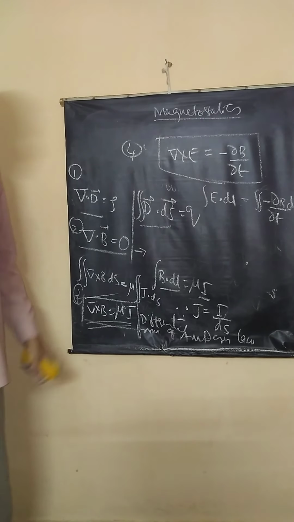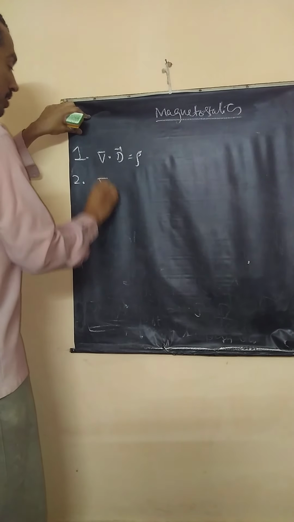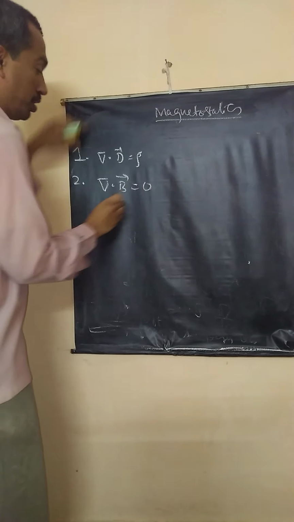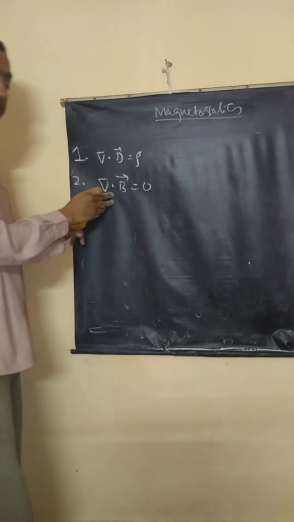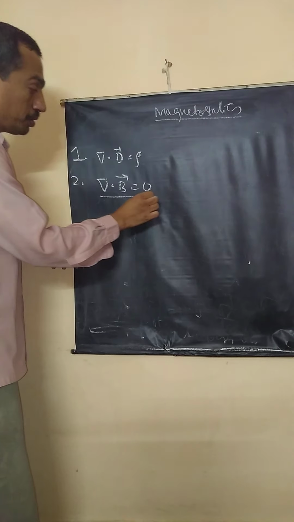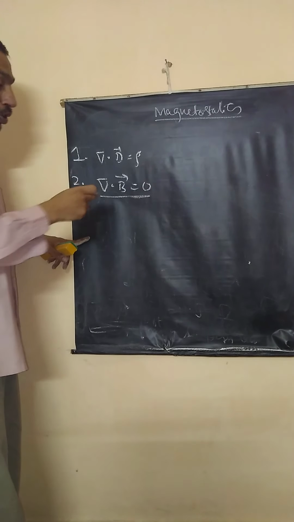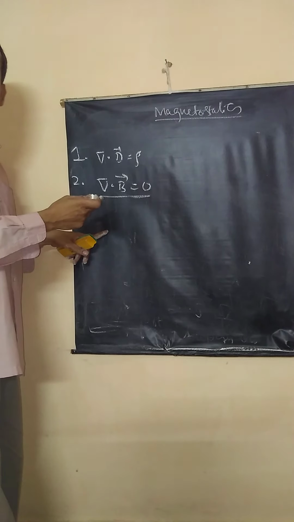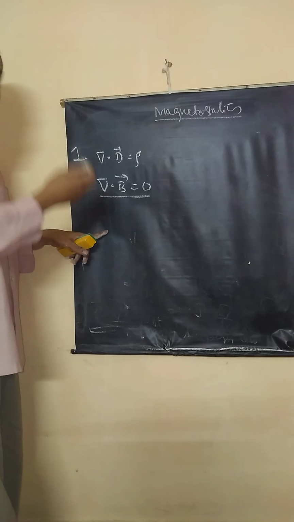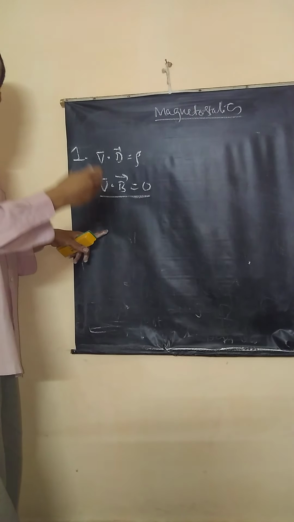So finally, I will summarize the four equations in differential form and integral form. First Maxwell equation, Gauss law of electrostatics: del dot D is equal to rho, where rho is the volume charge density. Second Maxwell equation, Gauss law of magnetostatics: the divergence of magnetic flux density is zero, whereas the divergence of electric flux density is non-zero. This shows magnetic field lines form closed loops. If you imagine a surface enclosing a magnetic distribution, the number of flux lines going out of the surface is equal to the number of flux lines entering.